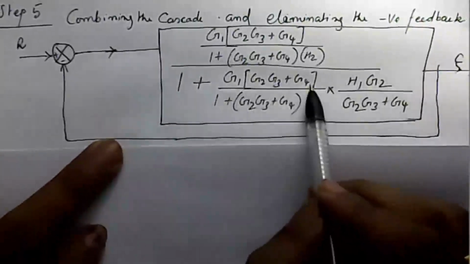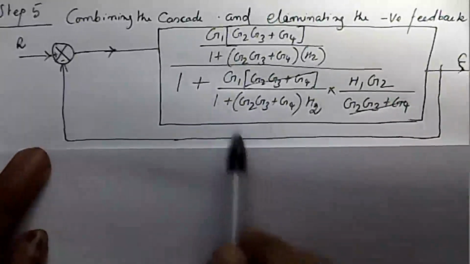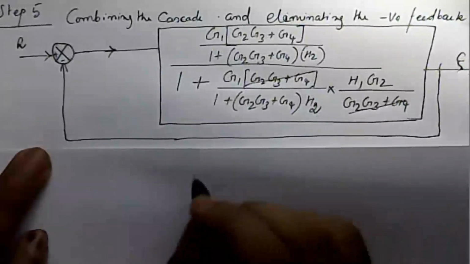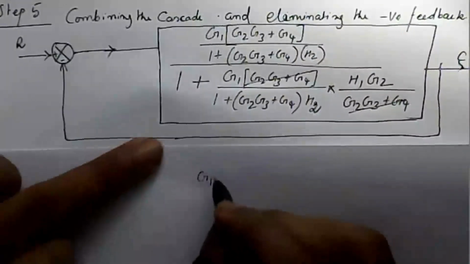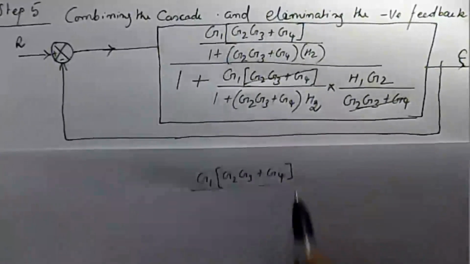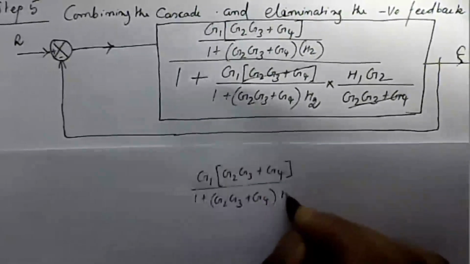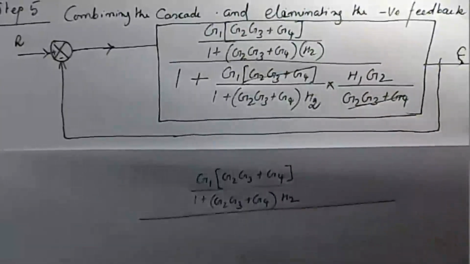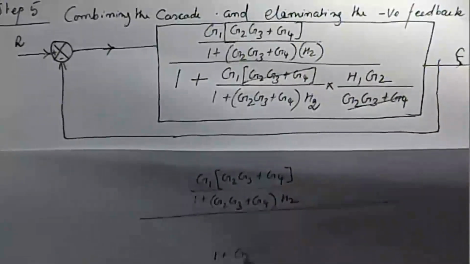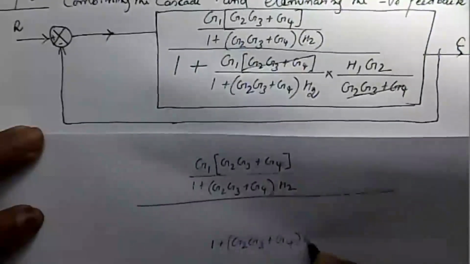Here in the denominator G2 (G3 plus G4), here also G2 (G3 plus G4), these two are cancelled. Then after that take the LCM. The denominator term LCM is 1 plus G2 (G3 plus G4) into H2. Writing the numerator term G2 (G3 plus G4) divided by 1 plus G2 (G3 plus G4) into H2, whole divided by the denominator term. Take LCM. Here the LCM is 1 plus G2 (G3 plus G4) into H2.